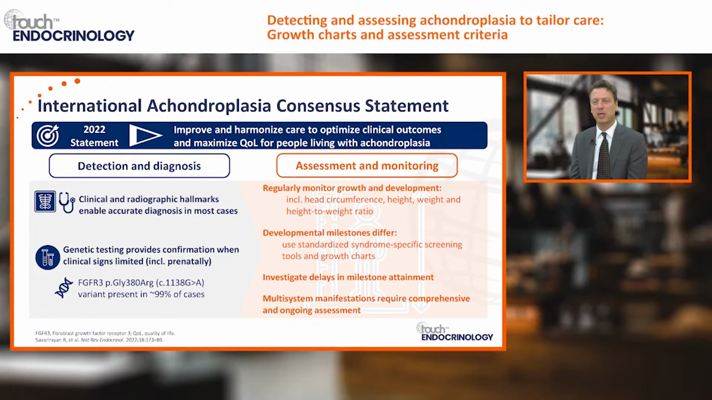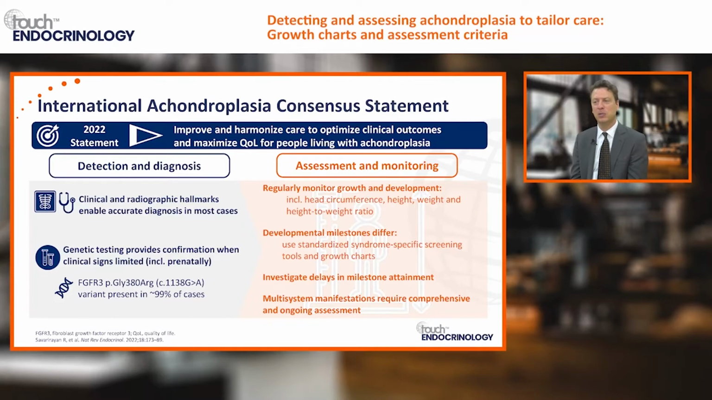This was a group of international experts from all different specialties who came together to discuss the standards of care for individuals with achondroplasia. And they highlight some important points about using clinical and radiographic hallmarks to make accurate diagnoses in most cases, but genetic testing can be used to provide confirmation when clinical signs are limited. As Dr. Merchant told us earlier, there's a specific genetic variant, the Gly380Arg variant, which is present in 99% of cases of individuals with achondroplasia.